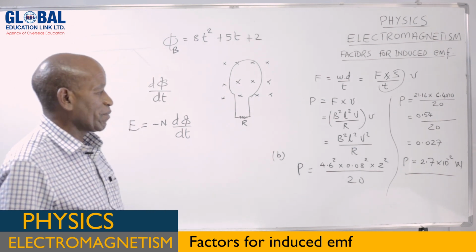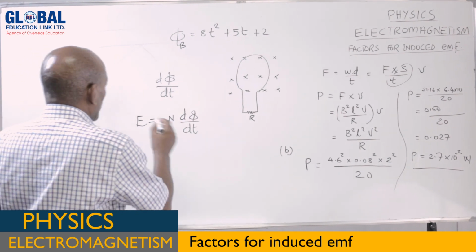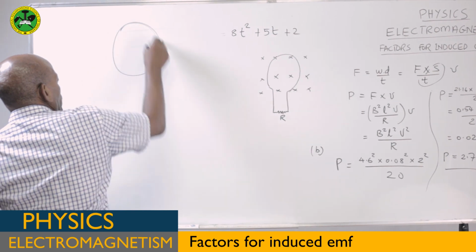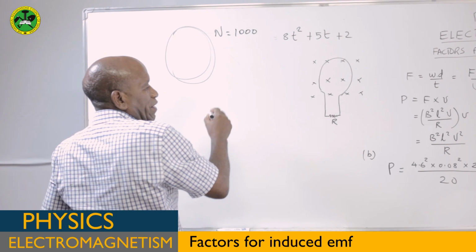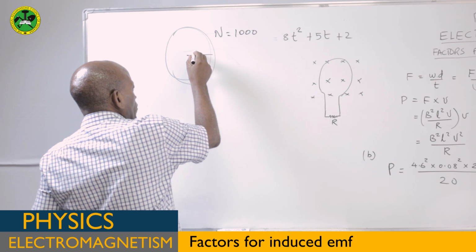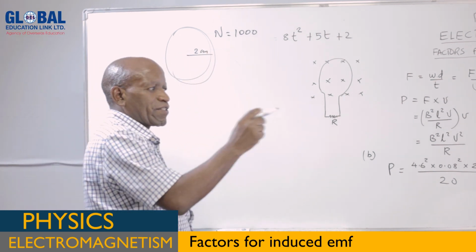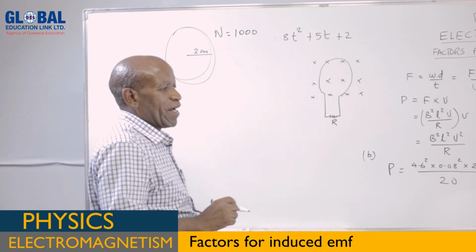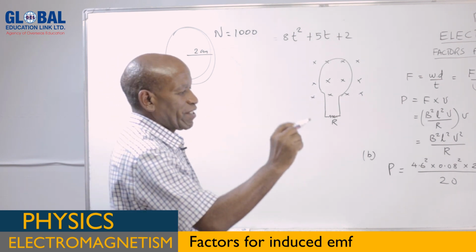Okay, with this question, you are given a circular coil with 1,000 turns, and the radius of that circular coil is given as 2 cm. It is given that this coil is placed in a magnetic field which varies at a uniform rate in that time. So we are asked to determine the amount of charge induced in the coil.